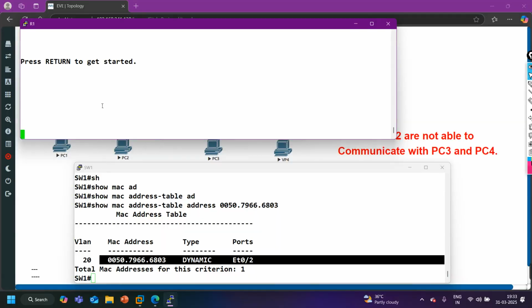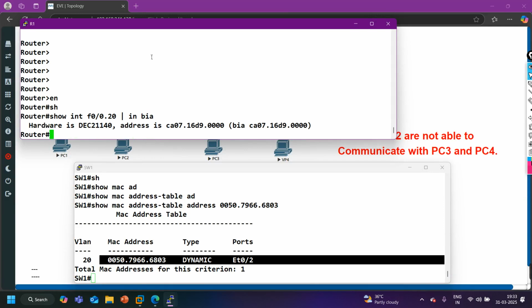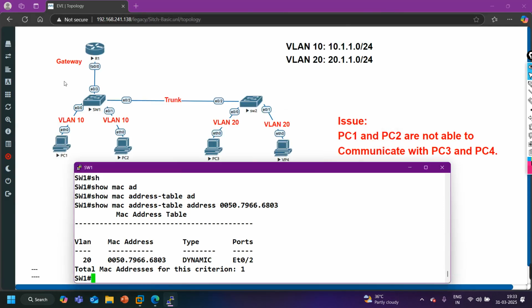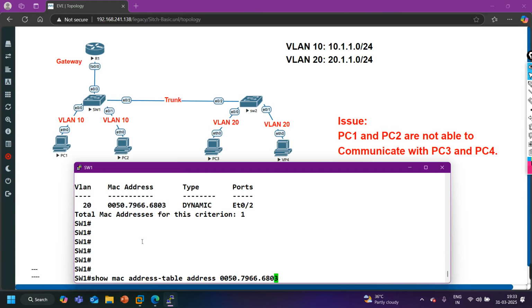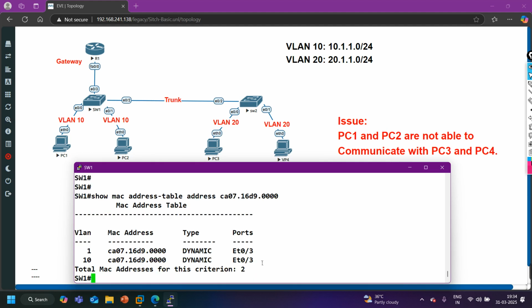So let me take you to router 1, and here I am going to say show me the MAC address of interface f0/0.20, include BIA. Here is the MAC address. Let me check whether switch 1 is learning the MAC address of the VLAN 20 interface or not. So MAC address table, address, and this address this time. So you can see switch 1 is learning this MAC address, guys.